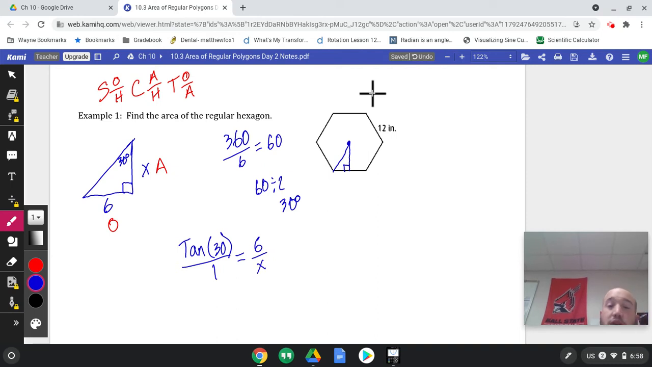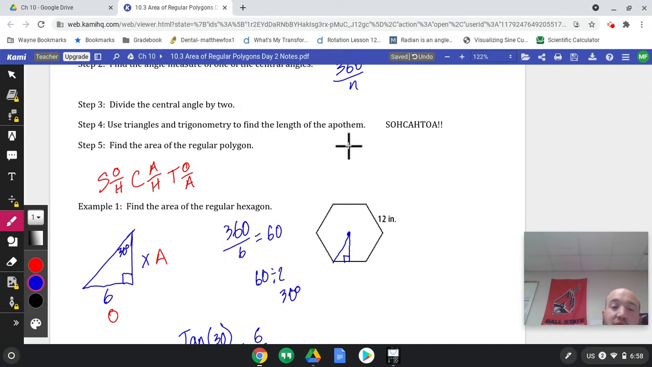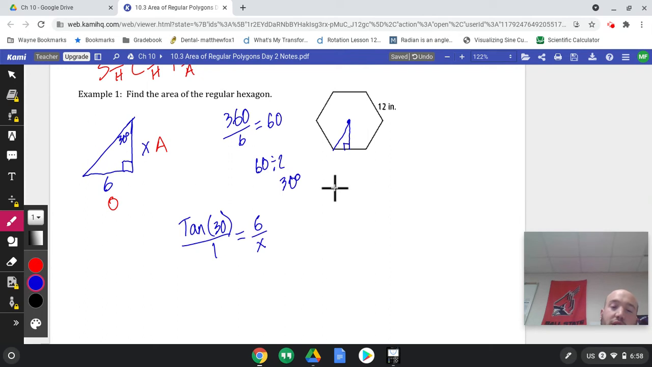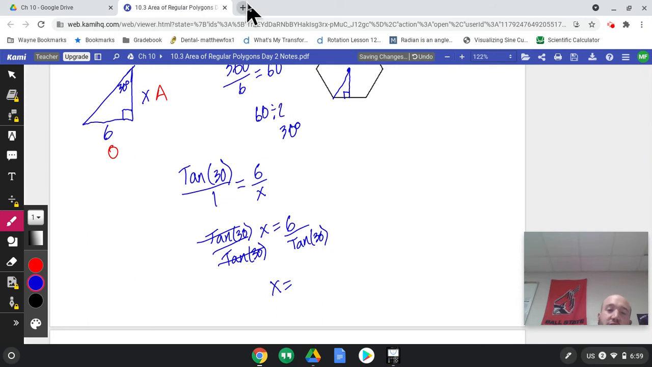X. Now to solve this, we use triangles and trigonometry to find the lengths of the apothem. So this is step 4, this is what we're doing. We're going to have to cross multiply. So if we cross multiply, we would get tangent of 30 times X, that will equal 1 times 6, which is 6, divided by tangent of 30. This will cancel, this will cancel. Okay, to find what X is, we go 6 divided by tangent of 30.